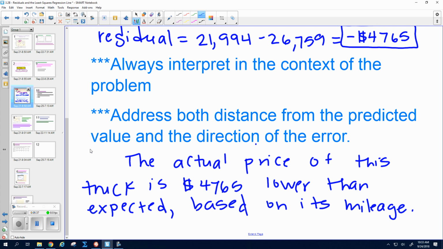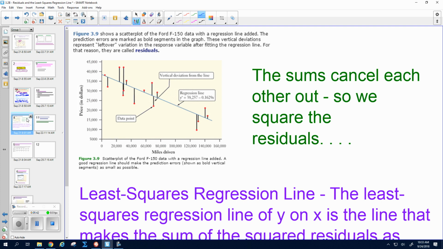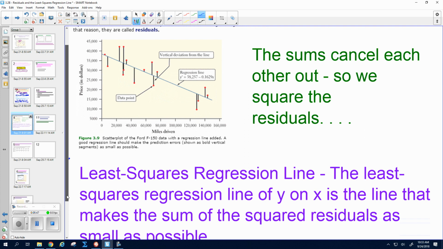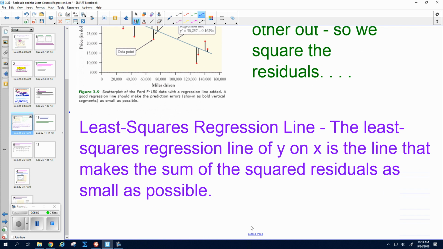So that was just one residual. So how do we find the least squares regression line? And you should write down the definition of what this is. So the least squares regression line of y on x is the line that makes the sum of the squared residuals as small as possible. So we're trying to put that line in the middle of the data so that when we add up every single residual squared, we get as small of a number as possible. So the smallest distance between the point and the line.